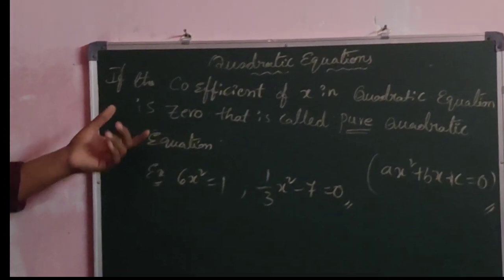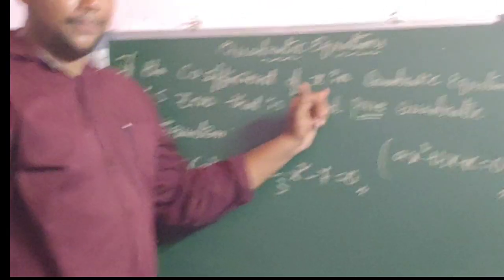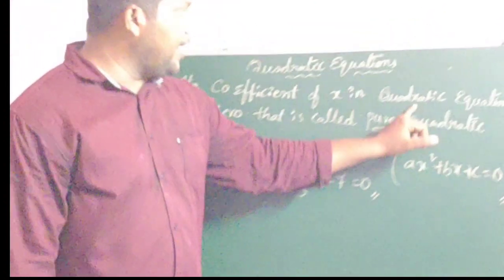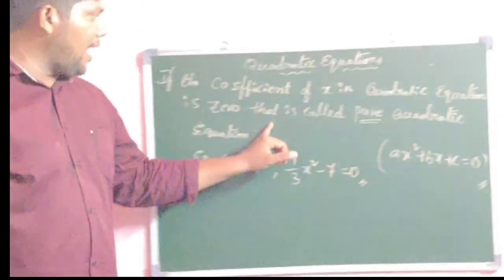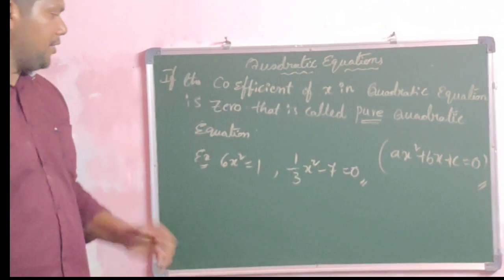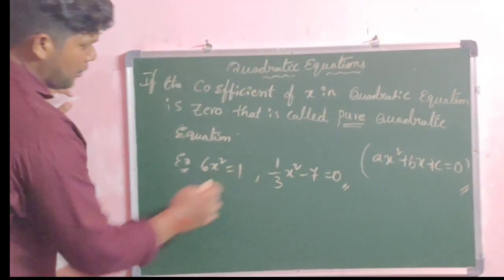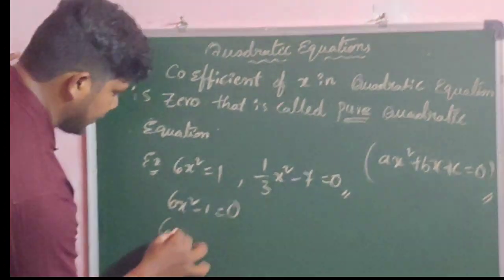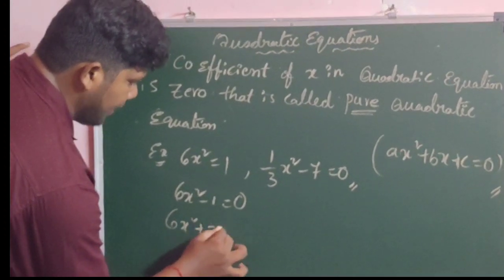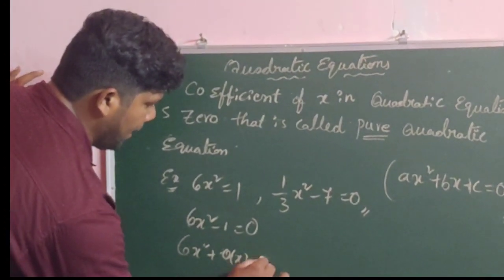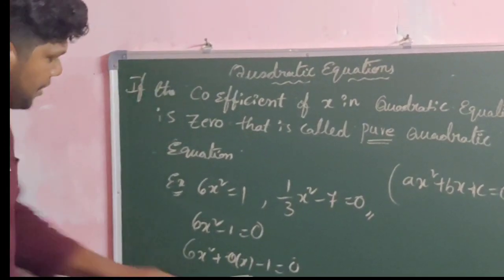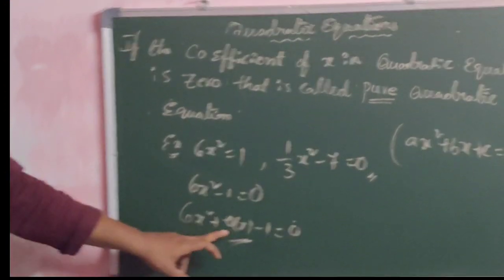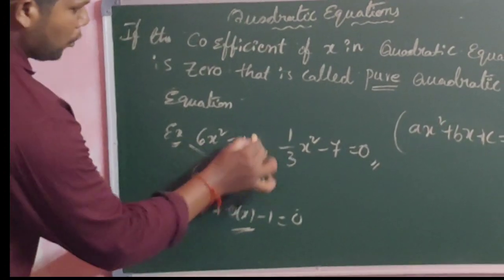Yes, listen. What is the coefficient of x? It is b, right? So if the coefficient of x in a quadratic equation is 0, it is called a pure quadratic equation. For example, 6x square is equal to 1. I will write this as 6x square minus 1 equal to 0. So 6x square plus 0 into x minus 1 equal to 0. So what is the x coefficient? It is 0. The coefficient of x in the quadratic equation is 0. So what is the coefficient of x? 0. This is the pure quadratic equation.